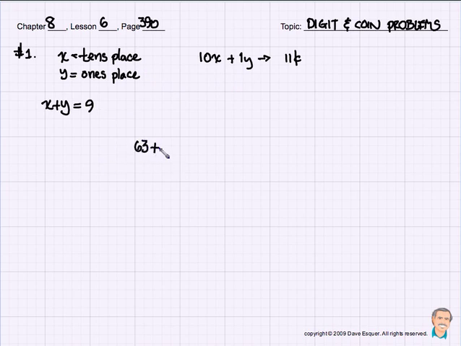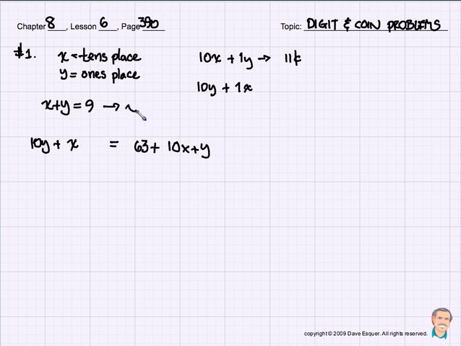So we have 63 plus the original number. Remember the original number, this was 6 tens plus 3 ones. Well, it's 10 of the x's, we don't know what those are, plus 1 of the y's. If the digits were reversed, it would be 10y plus 1x. So let's stick that over here, 10y plus x. We flipped the digits, and these are the original digits: 10 times the number of things in the tens place plus y times the number of things in the ones place. So we have this equation, 10y plus x is 63 plus 10x plus y. And we have this other equation, x plus y is equal to 9.